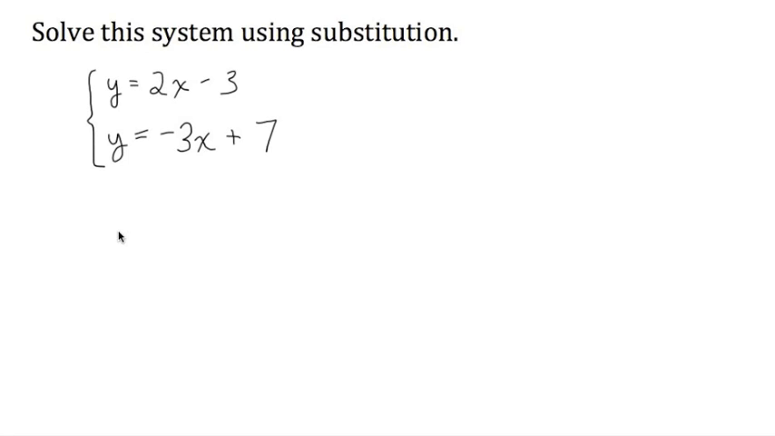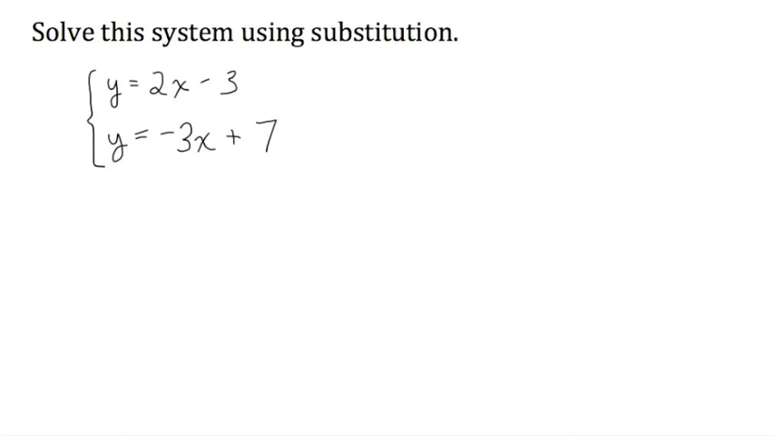In previous videos, we talked about how to solve systems of equations and how to solve systems by graphing. In this video, we will introduce a method of solving systems of equations using an algebraic method, substitution. I'm using this example, which is the exact same example we used when we solved by graphing.